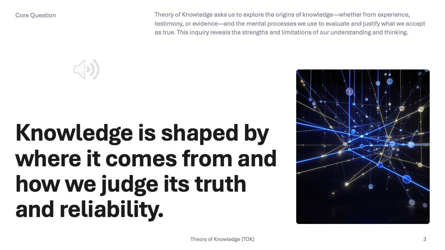The core question at the heart of the theory of knowledge is simply this: how do we know? We are asked to explore the origins of our knowledge. Does it come from our own personal experience? From the testimony of others? Or from hard evidence? We will examine the mental processes we use to evaluate and justify what we accept as true. By asking these questions, we begin to uncover both the strengths and the limitations of our own understanding and thinking. Ultimately, knowledge is shaped by where it comes from and how we judge its truth and reliability.